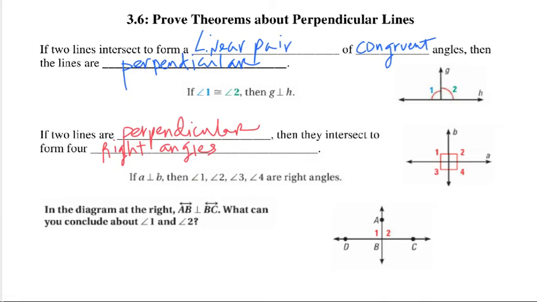So we have an example. If we have this picture right here, and it says that AB is perpendicular to BC, so I drew my square around it to show that, what can you conclude about angle 1 and angle 2? What we can conclude about those two is that they will both need to be 90 degrees. We could also say that angle 1 is congruent to angle 2 because they're both going to be 90 degrees.